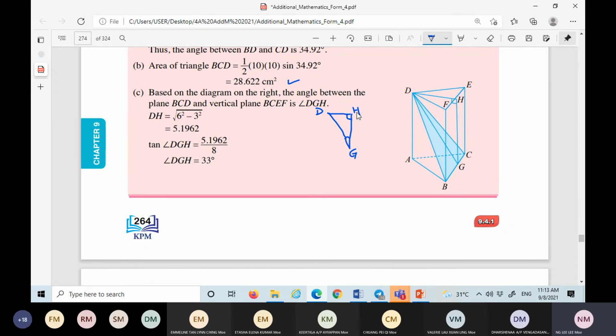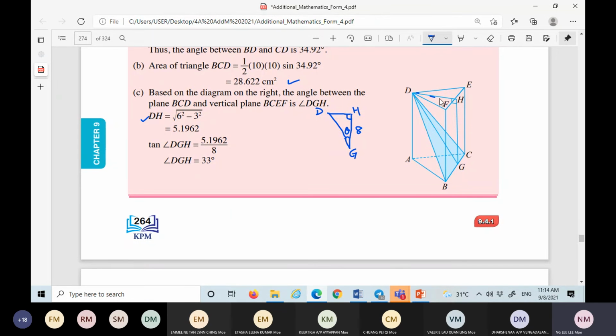Okay, sorry, raining. Okay, then you see what information that you have. HG, this is the height of the prism. Height of the prism is 8. Here is 8. And then this is the angle that you want to find. You can label it as theta. Then DH, I think you are able to find. DG you want to find also can, because just now you have this triangle. But here the answer they are finding DH.